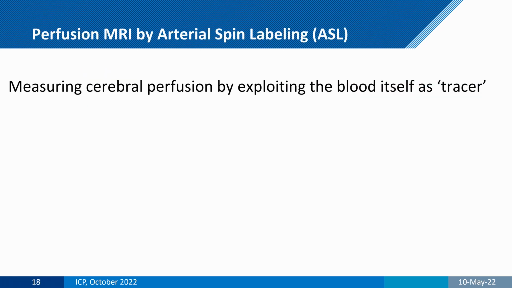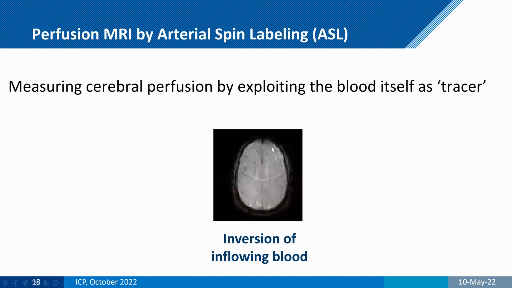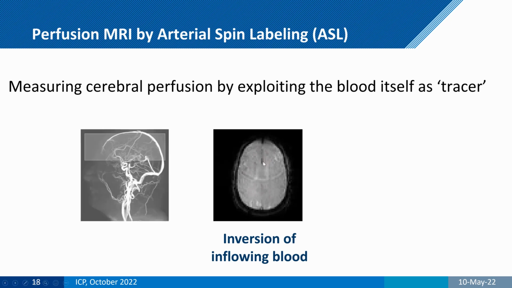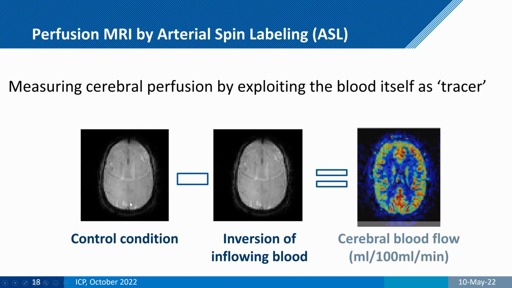Now, as already introduced, I come from a background of ASL, in which we can measure perfusion. And I think most of you know the technique, but just very briefly, in ASL, we invert the spins in the inflowing blood. We wait about 2 seconds and we acquire an image. This image is not only reflecting the inflowing labeled blood, but if we subtract this image from a control scan in which we do not invert the inflowing blood, we can get a measure of the brain perfusion.